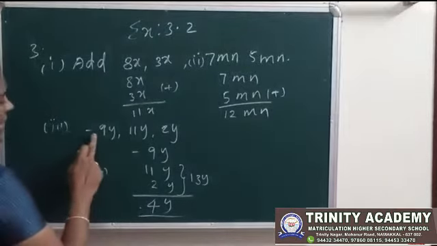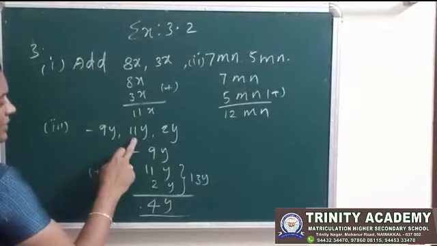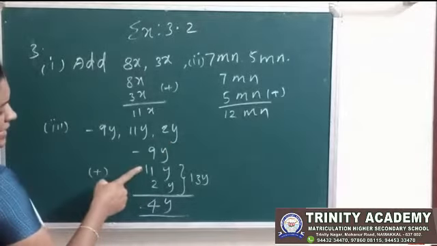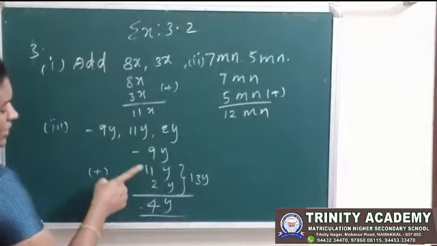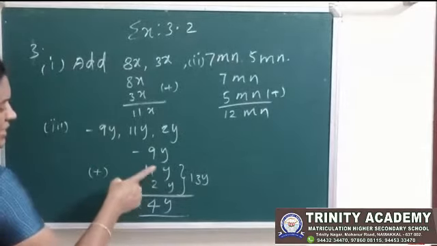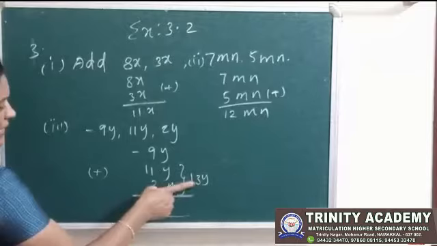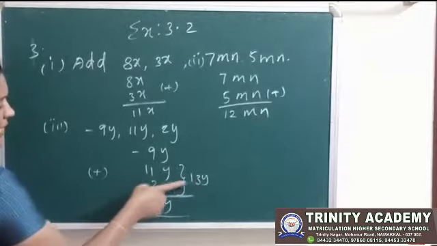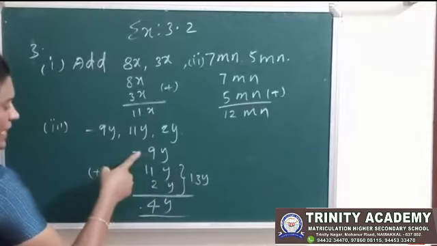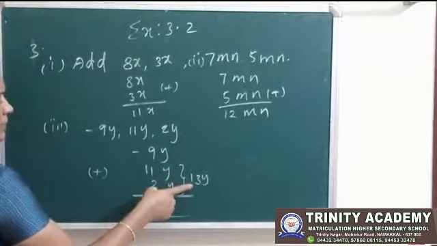Next, now we add minus 9y plus 11y plus 2y. See here, 11y and 2y are positive, so first we add these two expressions. 11 plus 2, 13y. 11y plus 2y, 13y. Now we add these two terms. Here minus 9y, here plus 13y.